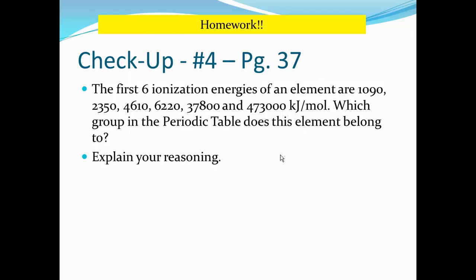Alright, homework question. So the first ionization energies of an element are 1,090, 2,350, 4,610, 6,220, 37,800, and 40,000.